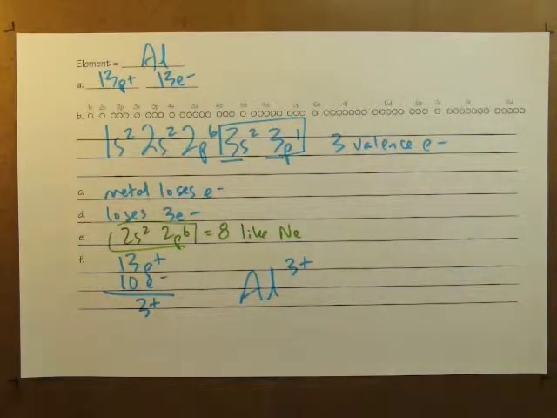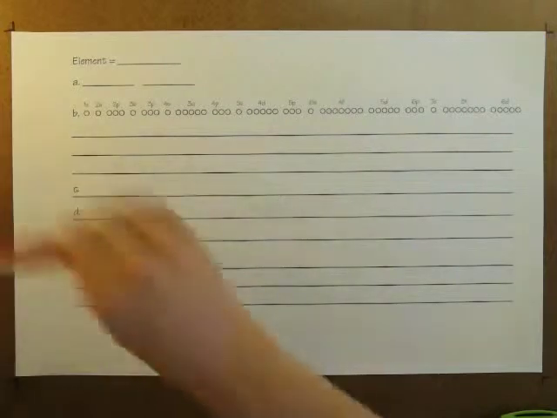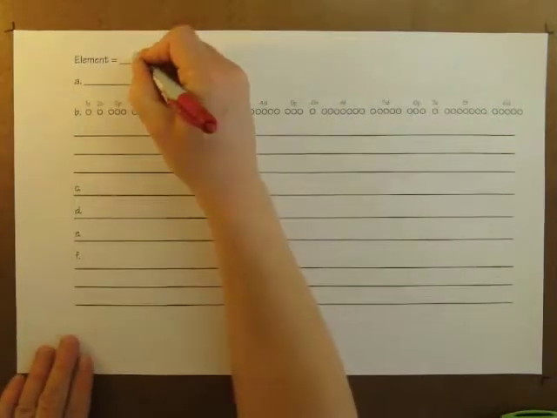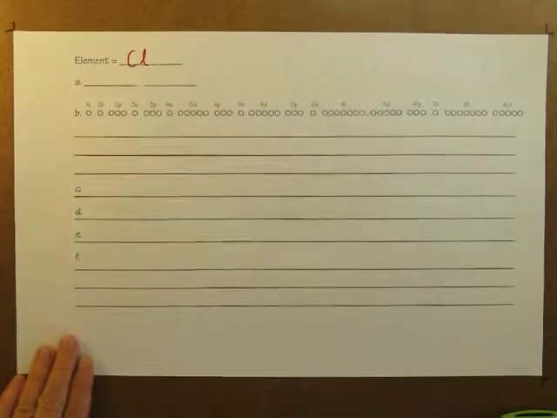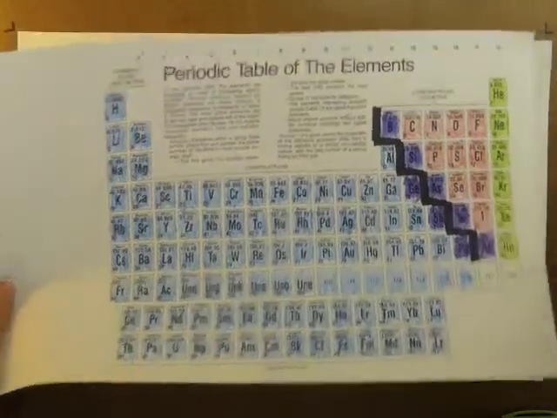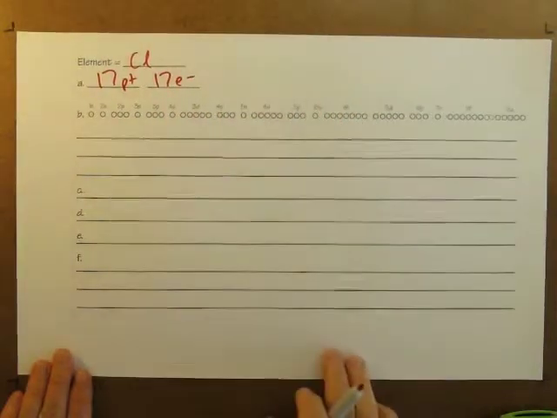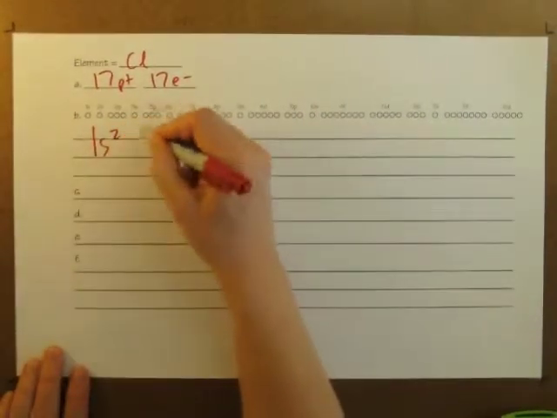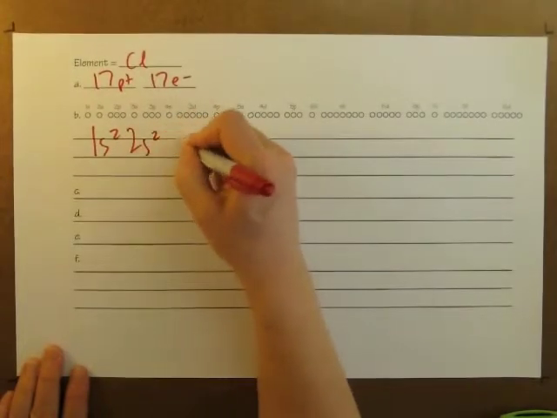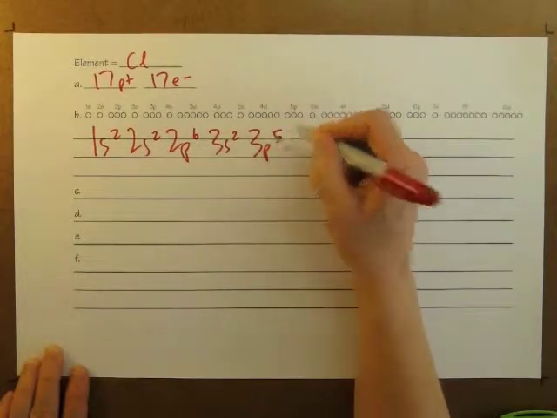Okay, the next example that we'll do, let's try a nonmetal. Let's try chlorine. When I look for chlorine on the periodic table, it's on the nonmetal side. It's right over here. It has 17 electrons. So 17 protons, 17 electrons. And I'll write out its electron configuration for those 17 electrons. 1s2, 2s2, 2p6, 3s2, 3p5. Let's count it up.